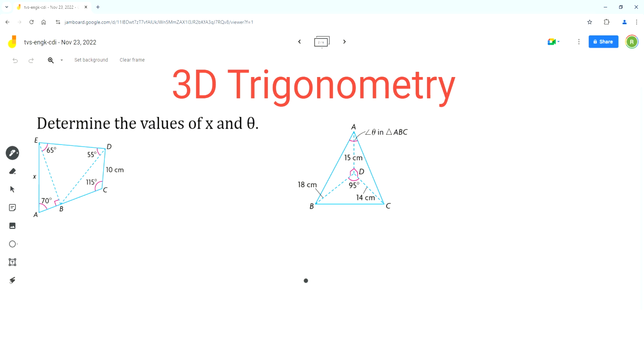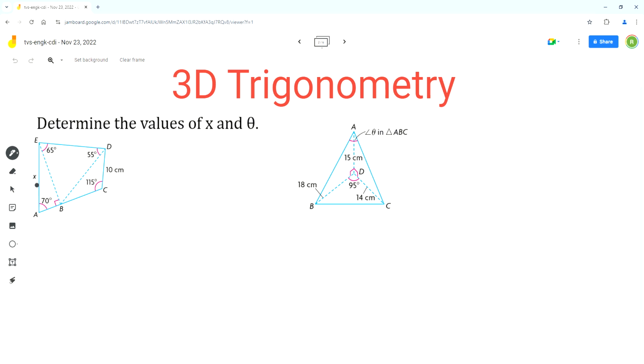So in this video, we'll solve this problem using the concepts of trigonometry. As per the problem, determine the values of x and theta. We have to find the value of x in this diagram and the value of theta in this second diagram. So let's start with the first diagram. We have to find the value of x.